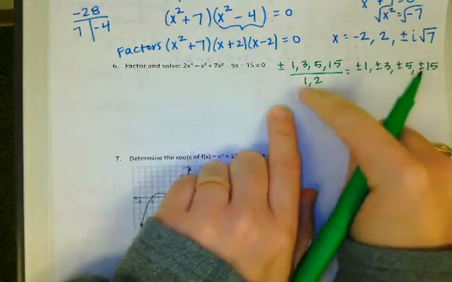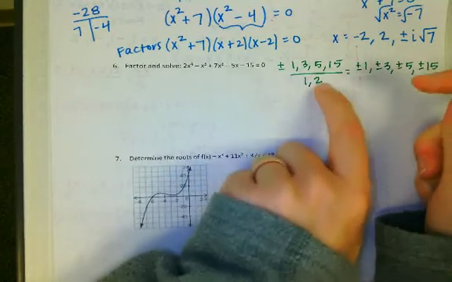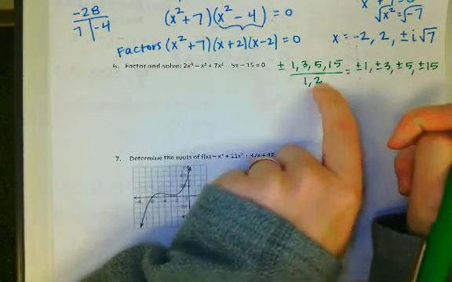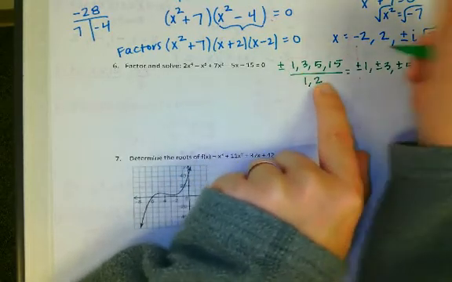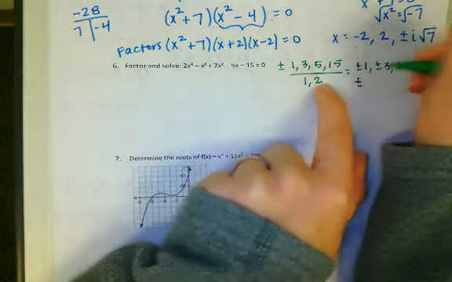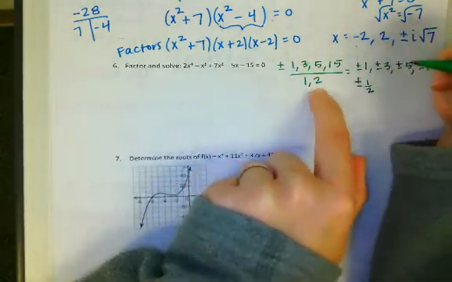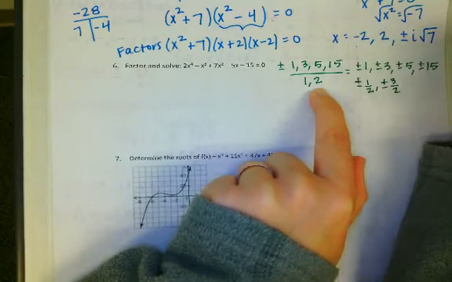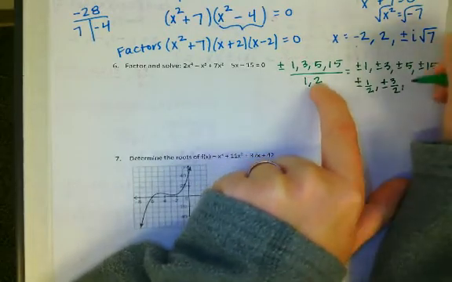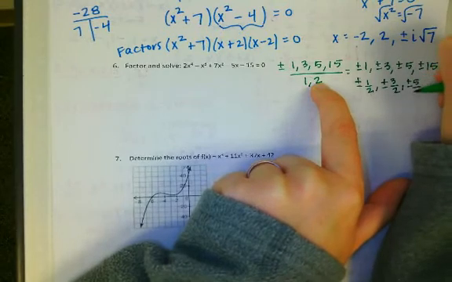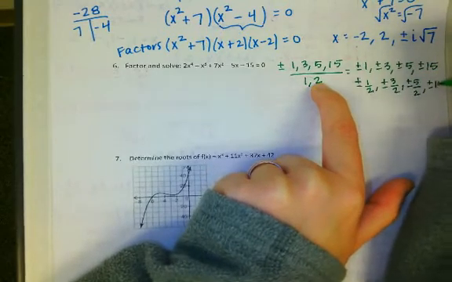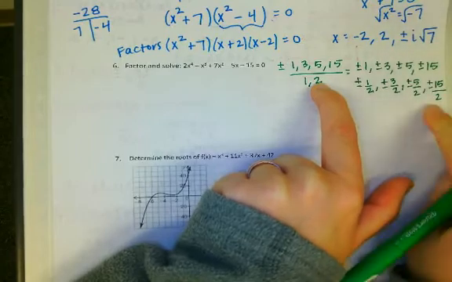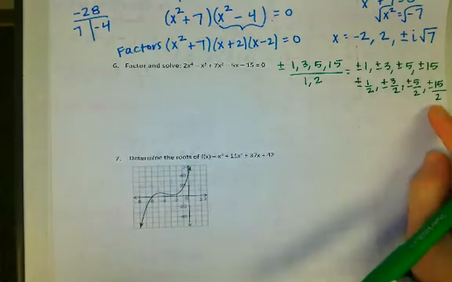So again, I'm just dividing each one by 1, and then a couple new ones are created. Actually, a lot of new ones are created when I divide by 2. So this one has possibilities of a half or positive and negative 3 over 2, positive and negative 5 halves, and positive and negative 15 halves.